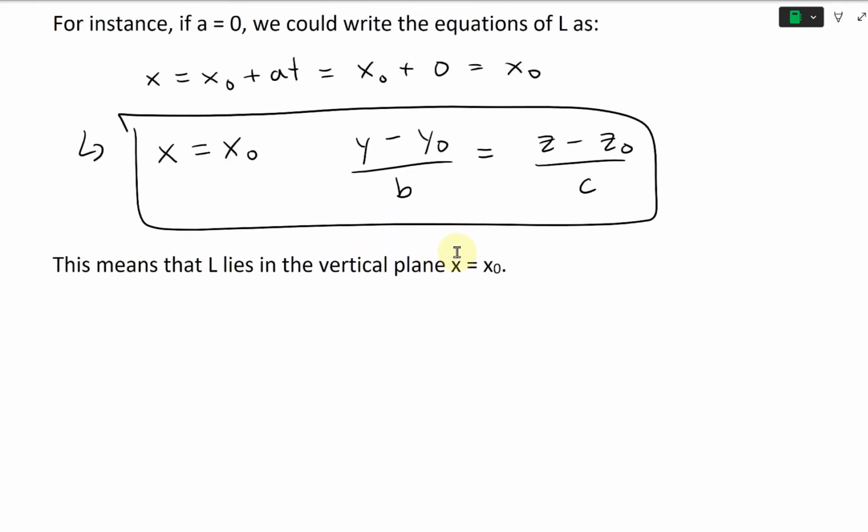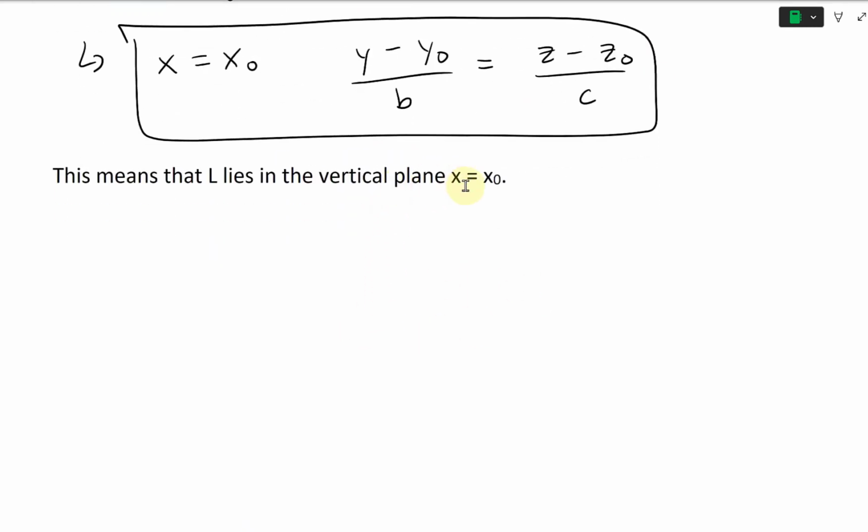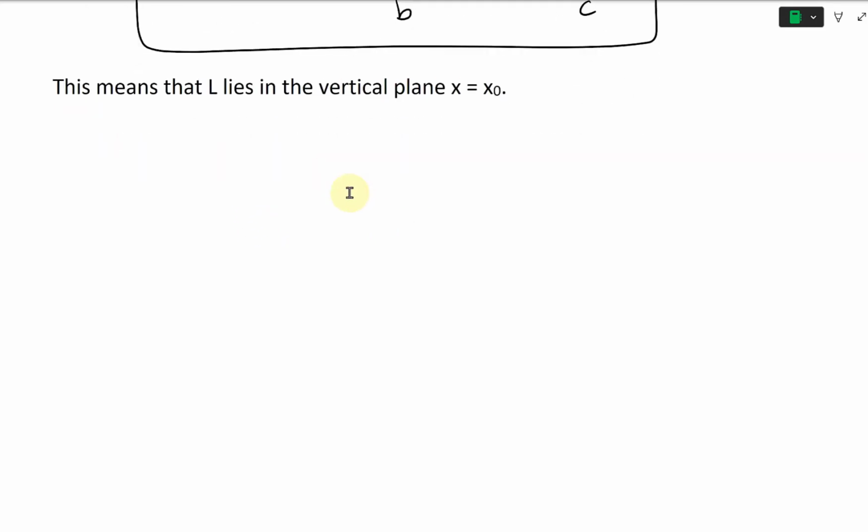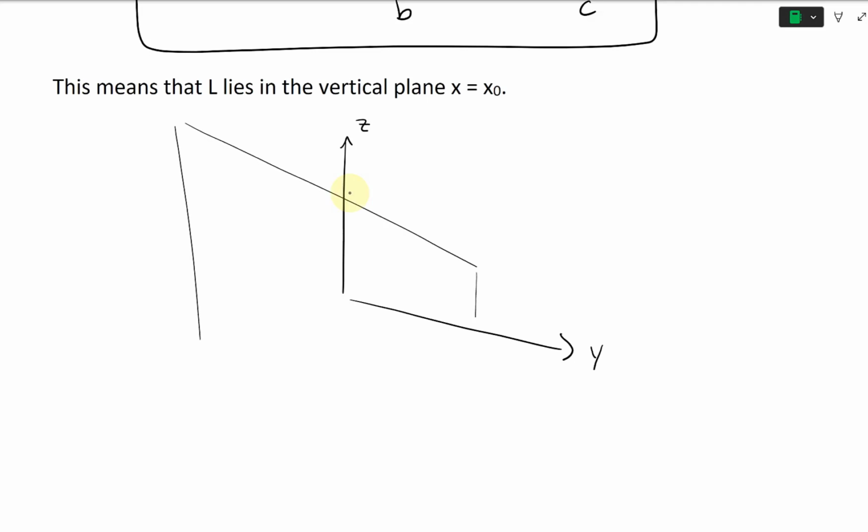And here I'm actually going to draw this out just to illustrate this. So it lies on the x equals x naught vertical plane. So for example, if you had just an xy graph like this, this is the y, this is the z, and I'm just going to draw a plane like this. And then this is going to go through it. This is x. And then this plane right here goes across like that.